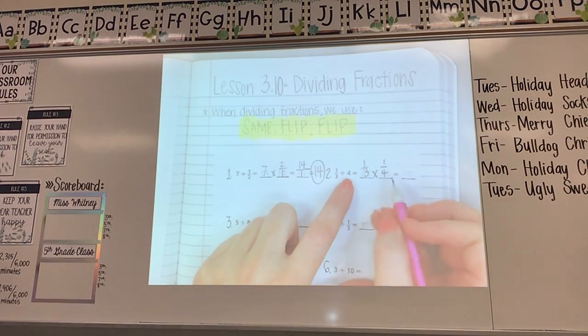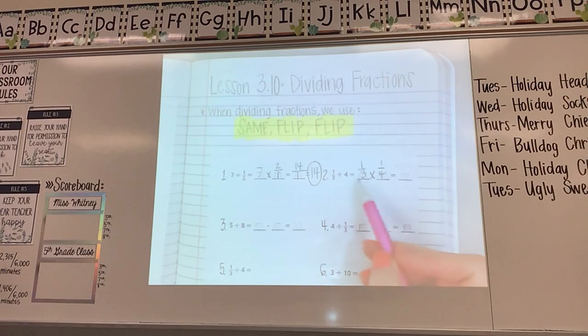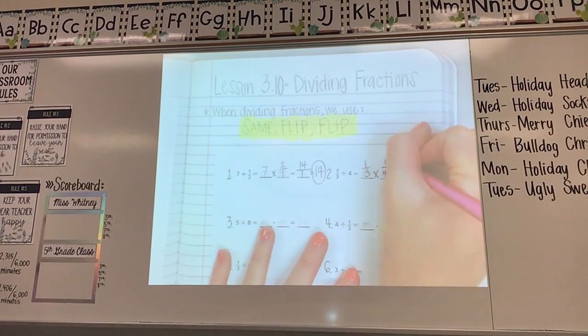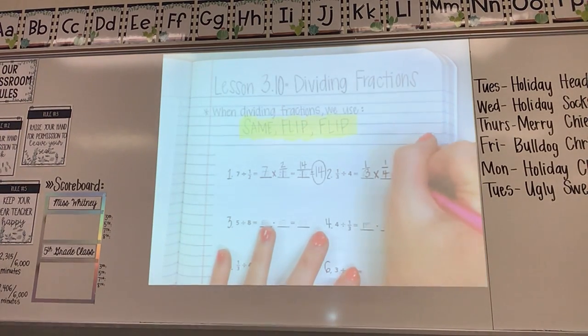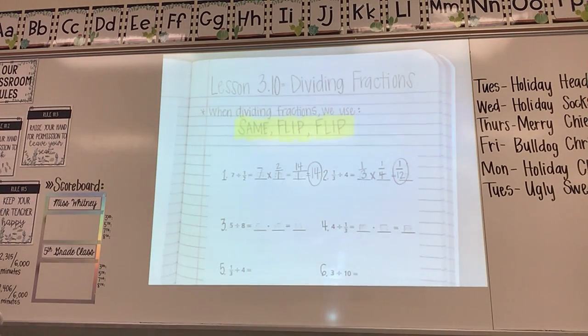So I did same, flip, flip. Now I have a multiplication problem, and we know how to multiply fraction times fraction. We go straight across, straight across. So 1 times 1 is 1. And straight across the bottom, 3 times 4 is 12. So 1/12 would be my answer. All right, let's keep doing some examples to make sure you got it.